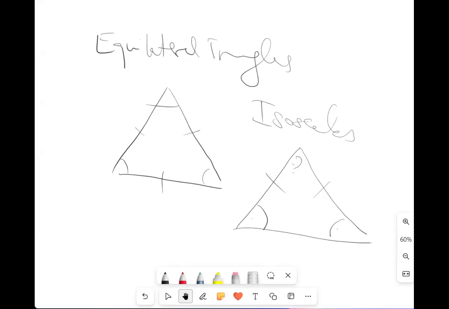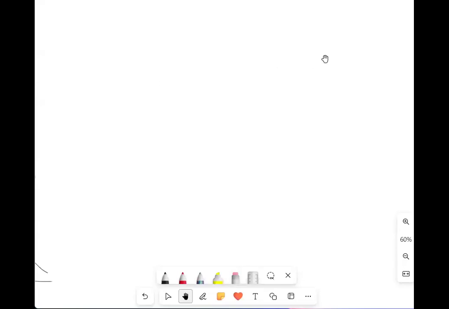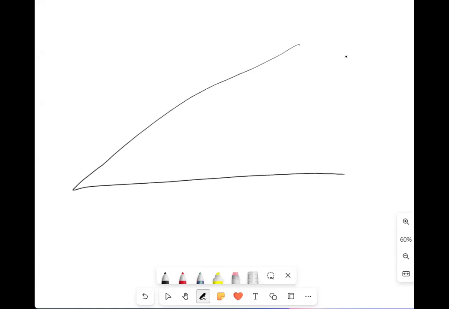So you're getting a little introduction there to some of these types of triangles, right? Scalene, equilateral, isosceles, right angle. And then you can have, let's say you have a triangle, and then you have another one here. So this little one is like a smaller version of the bigger one, right?